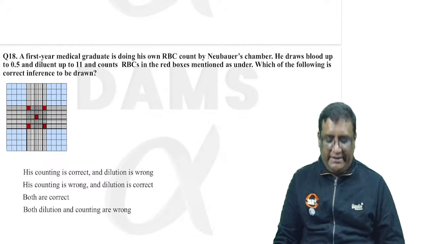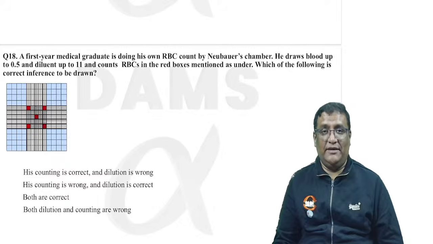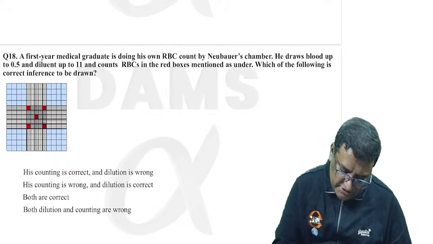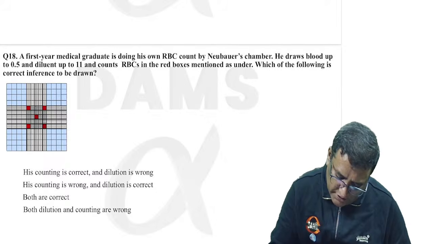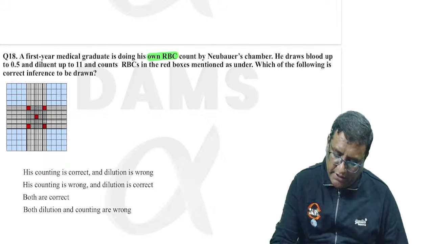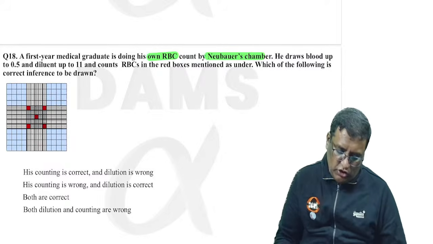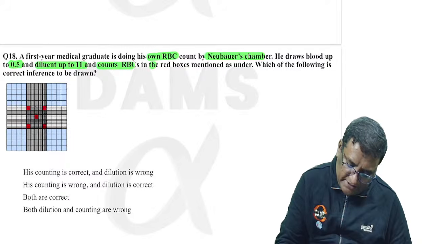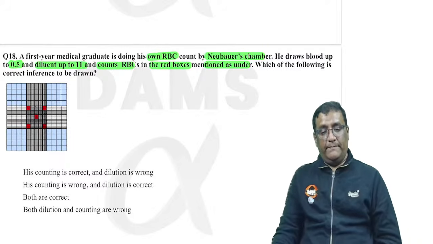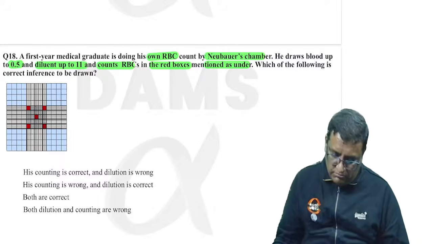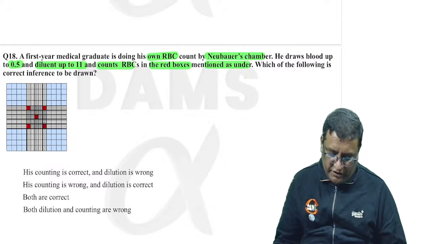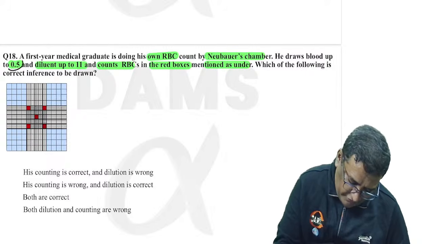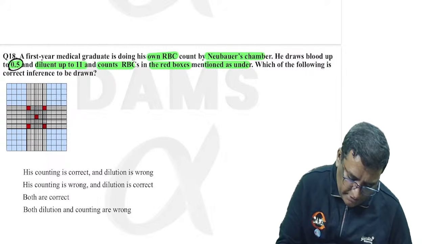Okay, this is a more practical oriented question now. This can come as an MCQ in exam and of course in your viva as well. A first year medical graduate is doing his own RBC count in a Neubauer chamber. He draws blood up to 0.5, diluent up to 11, and counts the RBC in the red boxes as shown. Which of the following is the correct inference to be drawn? Okay, very important. He draws blood up to 0.5. Yes, that is correct.